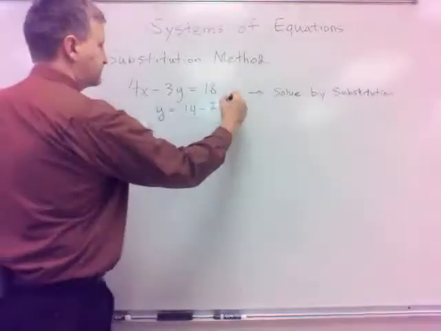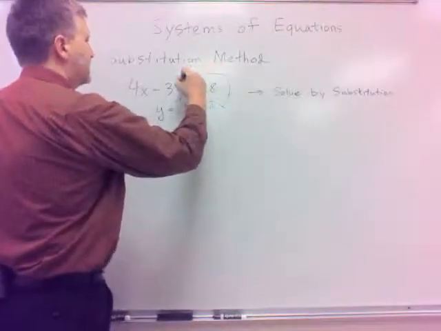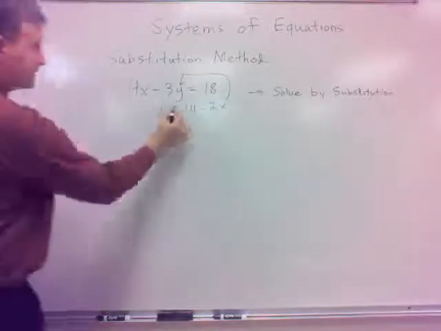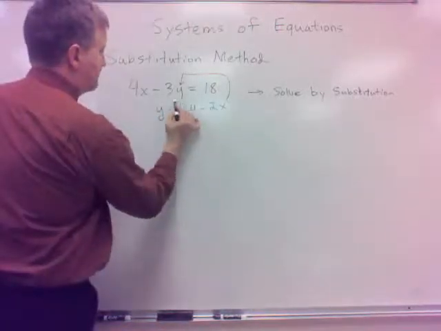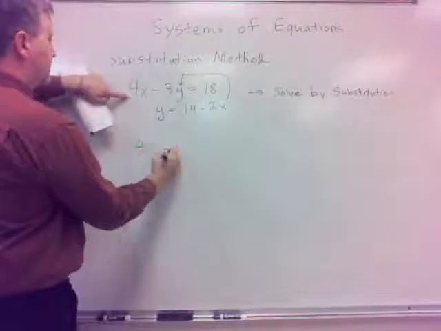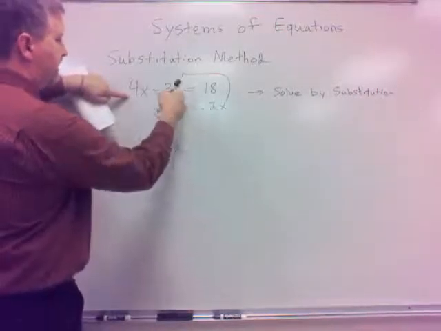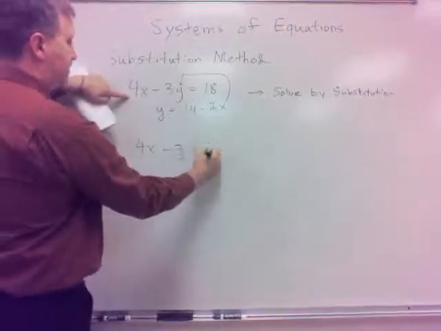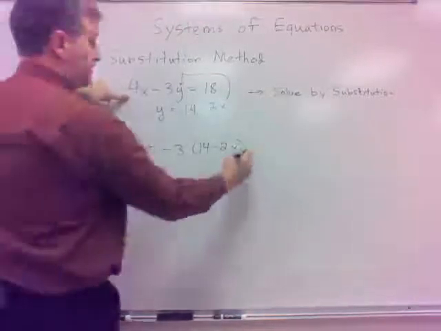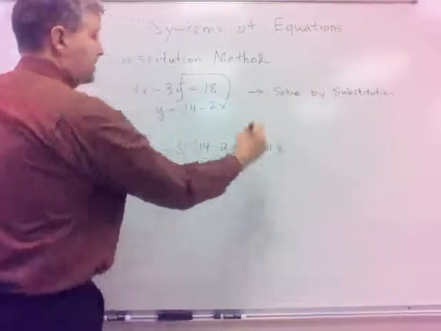Well, if I do that, plug that into the top equation for y, here's what I get. Since that is the same, wherever I see the y, I can replace it by 14 minus 2x. So if I do that in the top equation, that gives me 4x minus 3. Now that's times y, so it is going to have to be distributed there, the negative 3, equals 18.